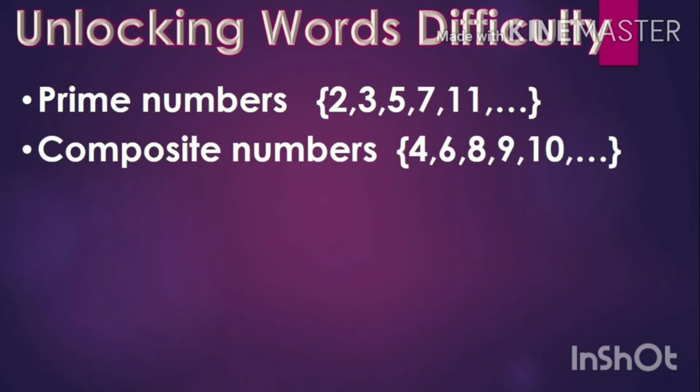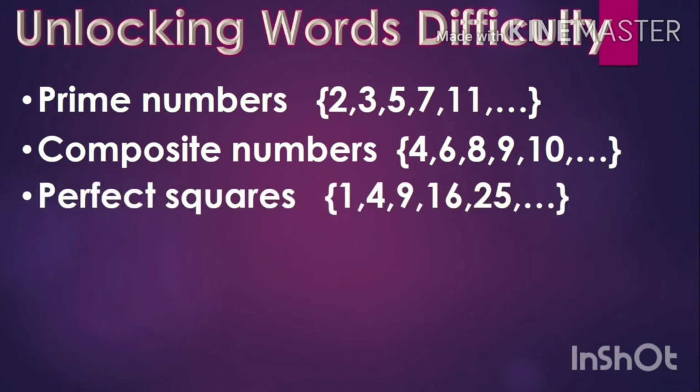Composite numbers. A whole number that can be made by multiplying another whole numbers. Example, 4. 4 times 1 and 2 times 2. Perfect squares. A number made by squaring a whole number. Example, 16. 16 is a product of 4 times 4.